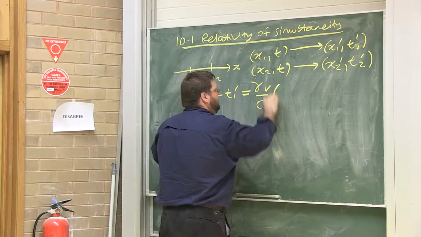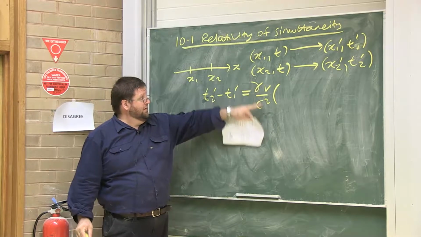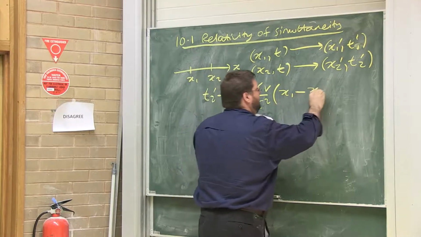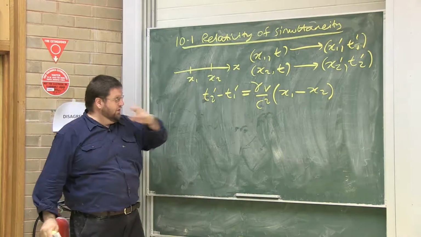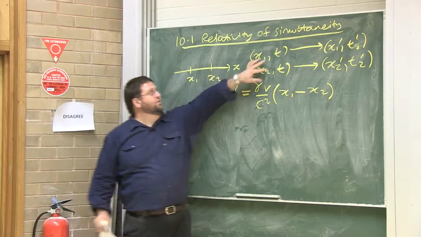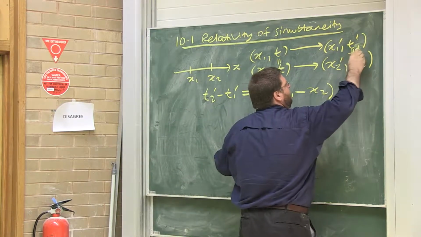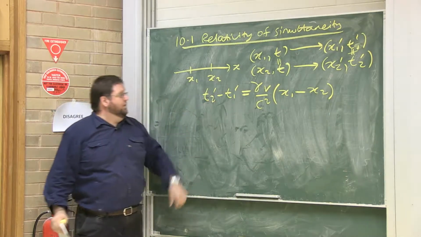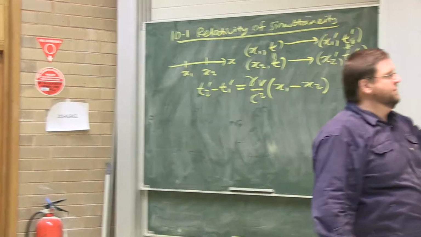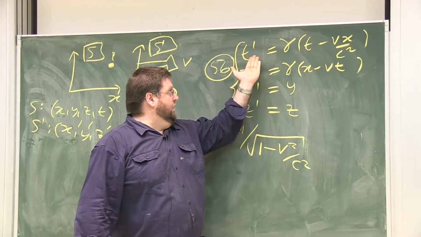Instead, you get the following. And by the way, if c were formally taken to infinity, or if v is much, much less than c, this thing here is going to vanish. So time is absolute if you take c to be infinite, or arbitrarily large compared to v. But otherwise, these 2 events, which were simultaneous in one frame, are not simultaneous in the other. So t1 prime doesn't equal t2 prime.